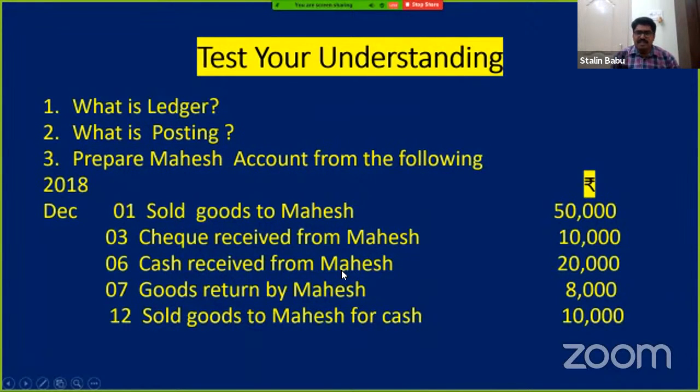Cash received from Mahesh 20,000. What is coming into the business? Cash. Cash account debit to Mahesh account 20,000. Goods returned by Mahesh. Mahesh is returning goods and he is the giver. So sales returns account debit to Mahesh account 8,000. Sold goods to Mahesh for cash. So what is coming into the business? Cash. Cash account debit to sales account. You need not write the journal entries. You directly prepare the Mahesh account.